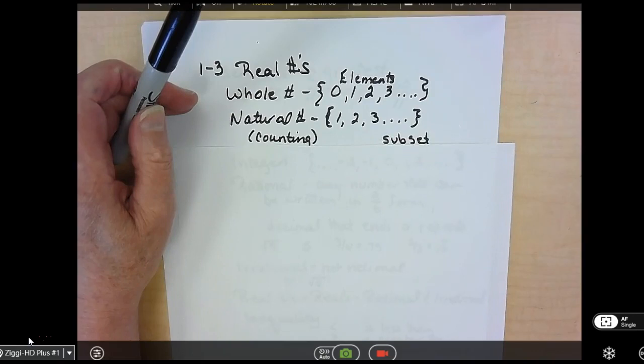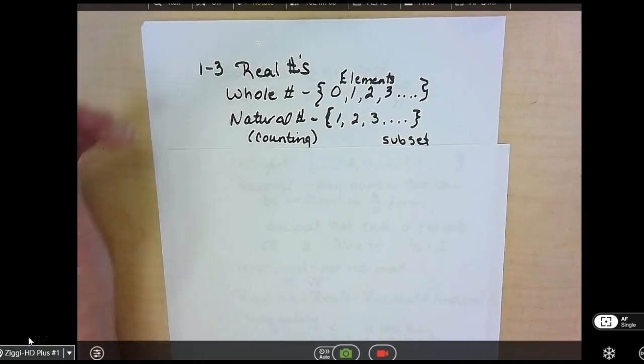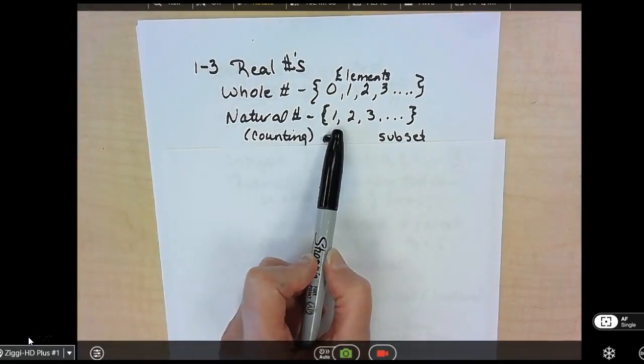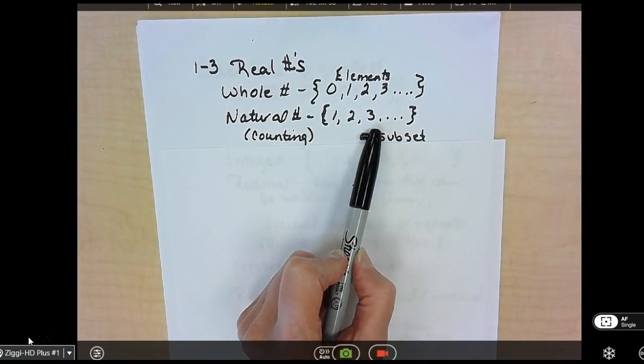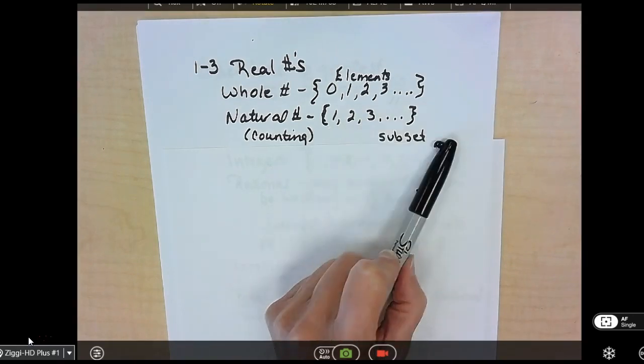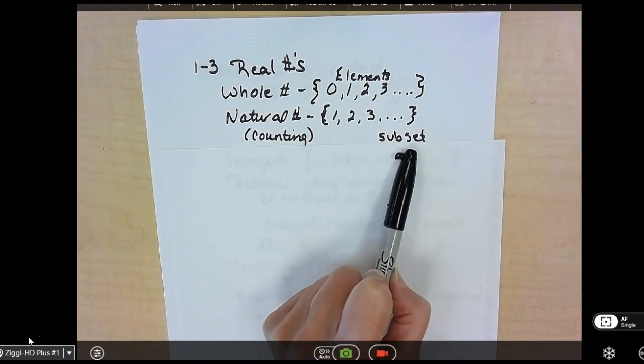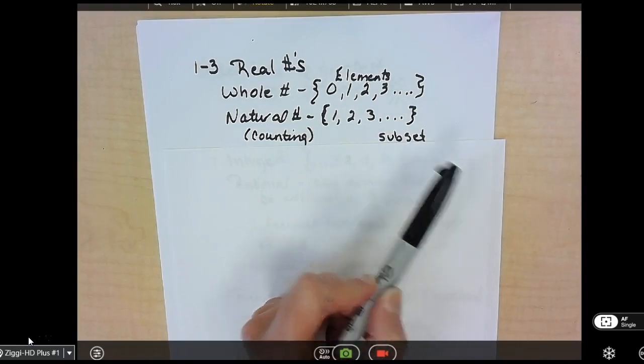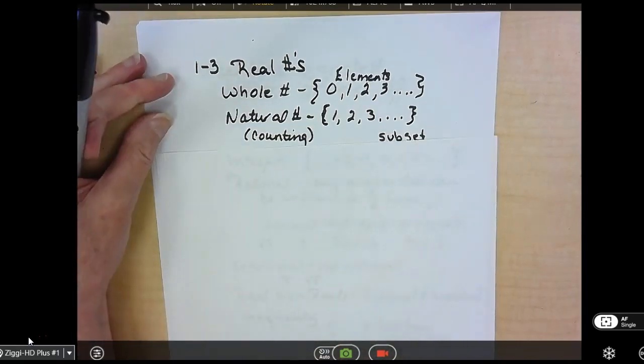Natural numbers, sometimes called counting numbers, are 1, 2, 3, because if you count with your fingers, you always start at 1. So 1, 2, 3, going up forever. These are a subset of whole numbers. So we've got sets and subsets.